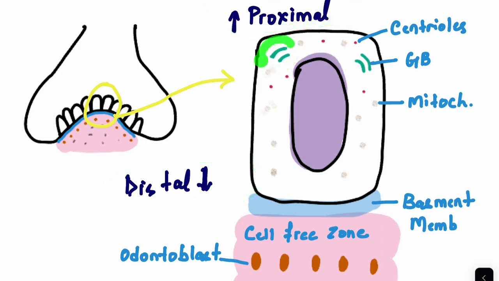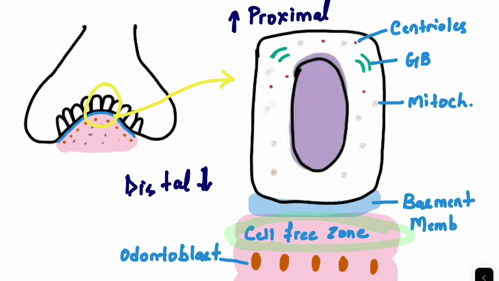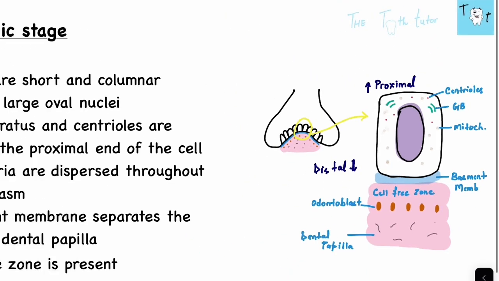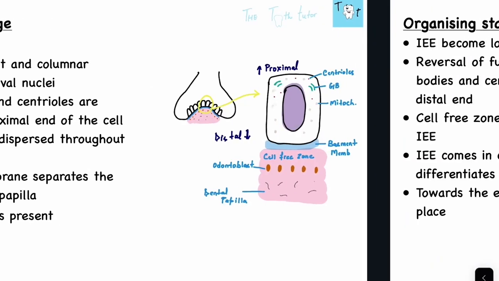Okay. So the Golgi bodies and the centrioles are all on the proximal end, and mitochondria are distributed throughout the cell. We have this big nucleus in the center of the cell, and there is this cell-free zone present in the dental papilla. So there are basically no cells in here. And then there is a basement membrane also present. So this is all written in here. Okay, and there's nothing else in this stage.